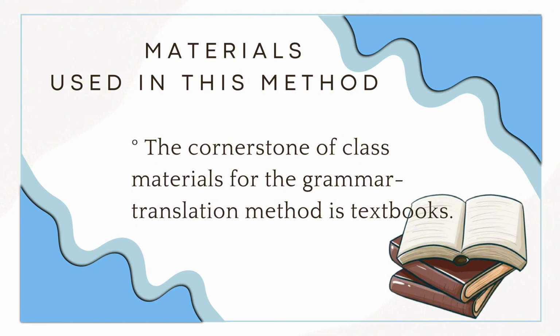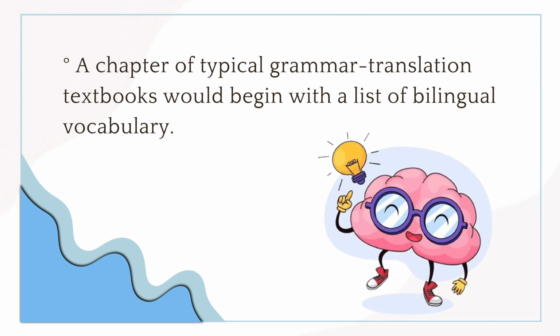The cornerstone of class materials for the grammar translation method is textbooks, which in the 19th century attempted to codify the grammar of the target language into discrete rules that students had to learn and memorize. A typical grammar translation textbook will begin with a list of bilingual vocabulary and then grammatical rules for students to study, followed by sentences for them to translate.